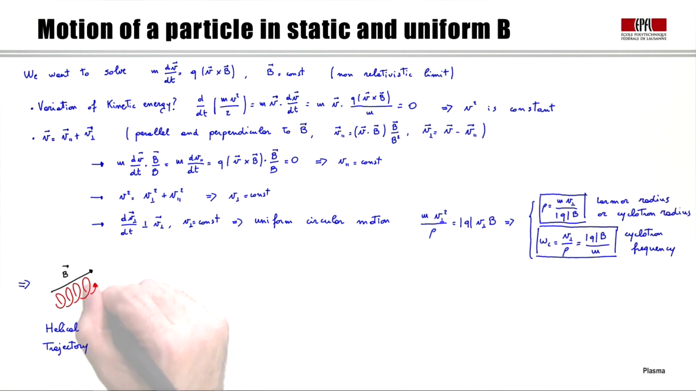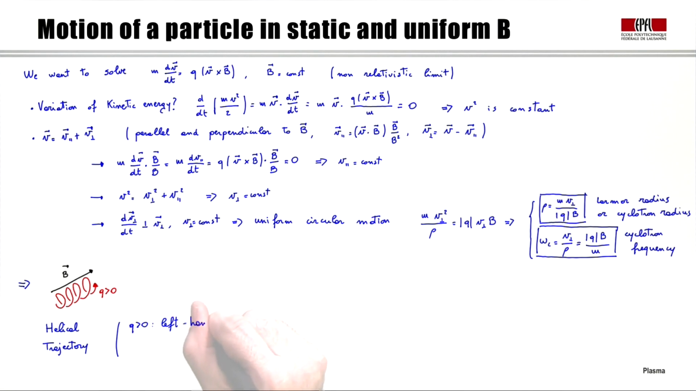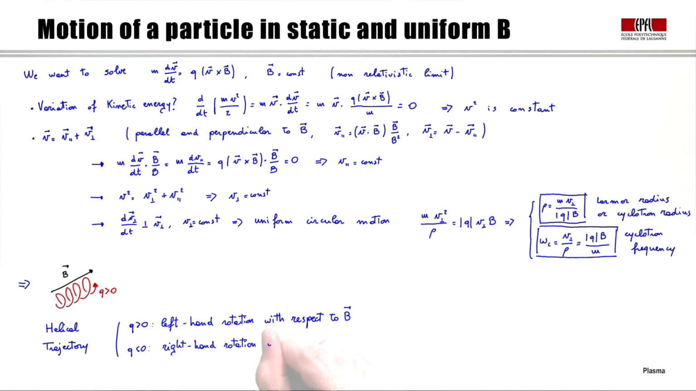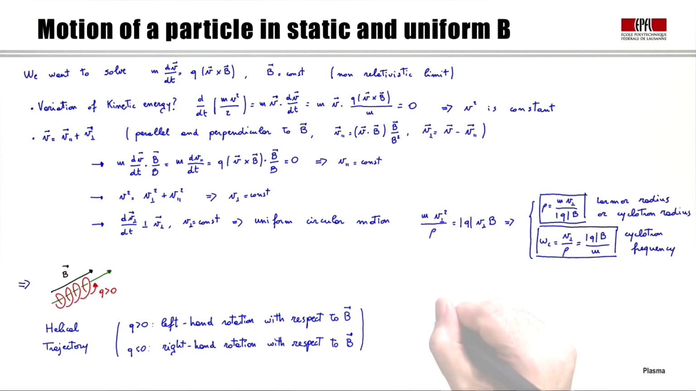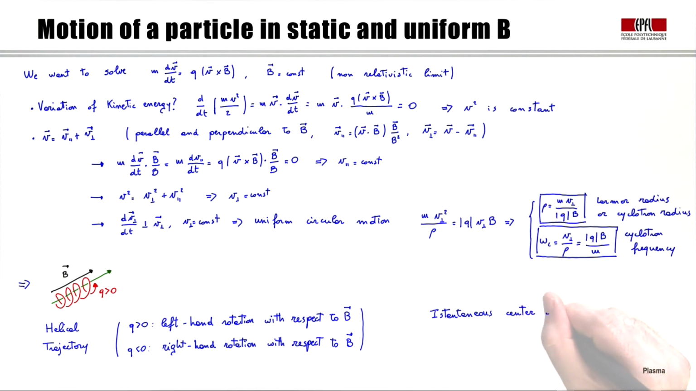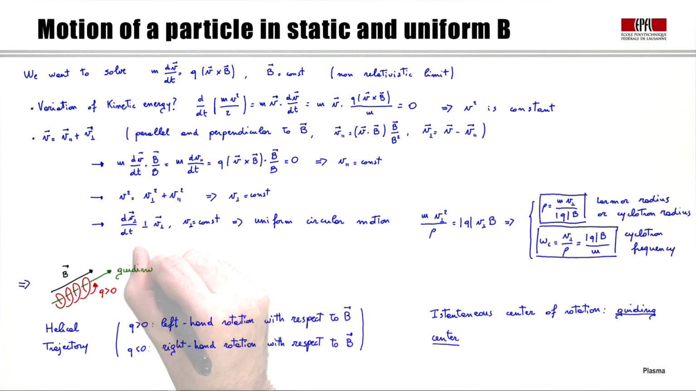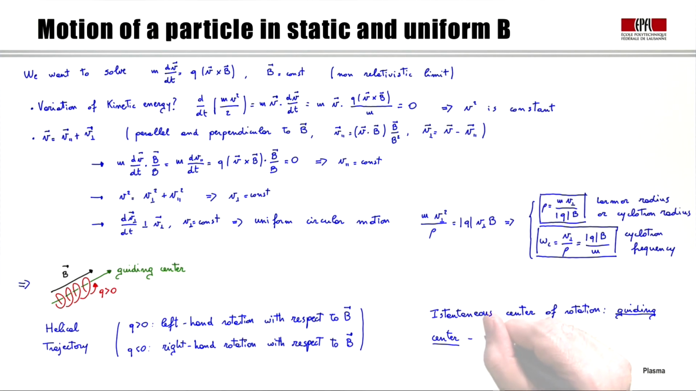What I have drawn here is the case of a positive charge, and in fact for q greater than 0 we will have a left-handed rotation with respect to B, while if q is less than 0 we will have a right-handed rotation with respect to B. In this particle motion we can observe that there is an instantaneous center of rotation that moves, in this simple case, in the direction parallel to the magnetic field, with a uniform motion along B.